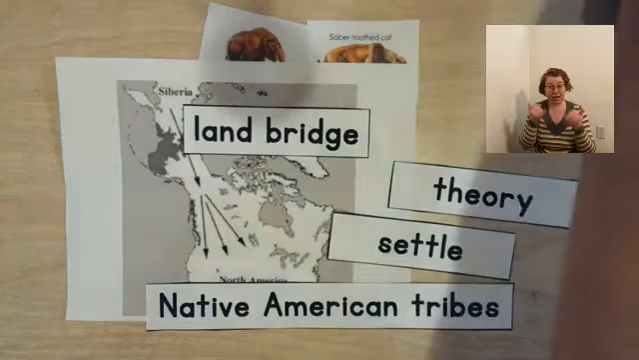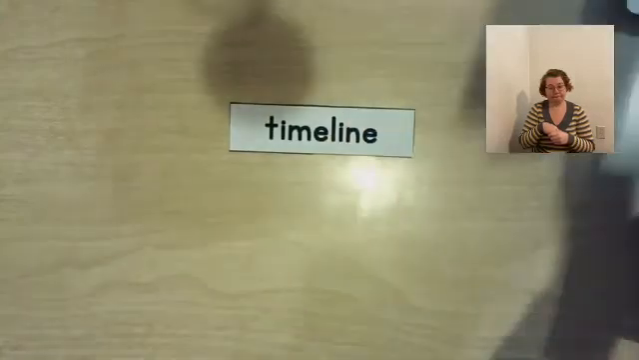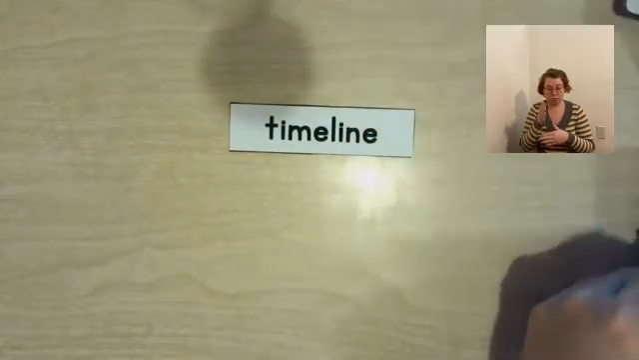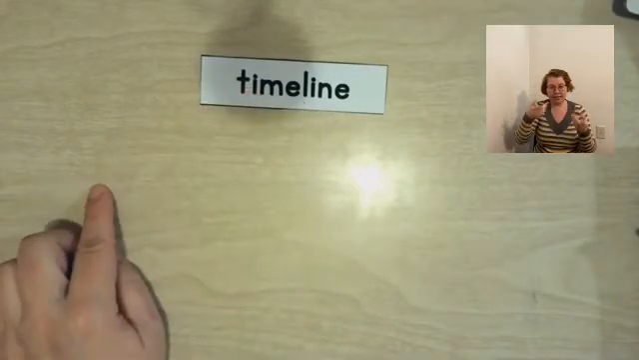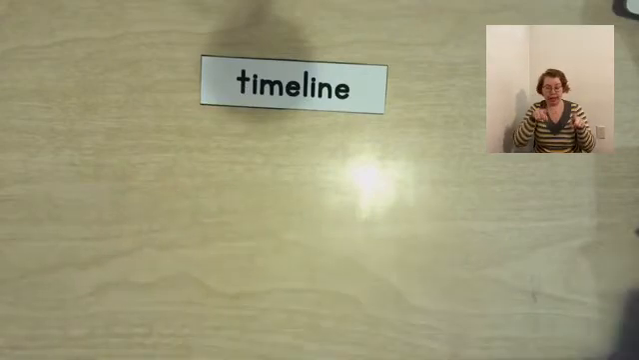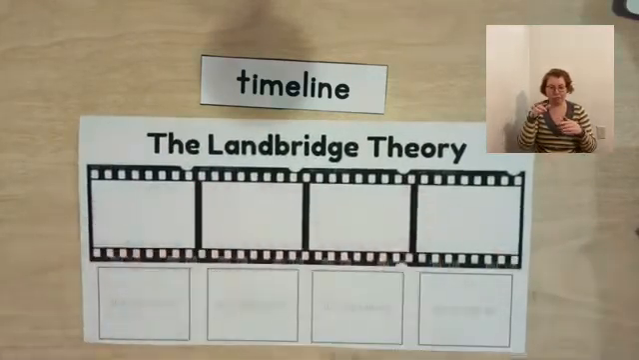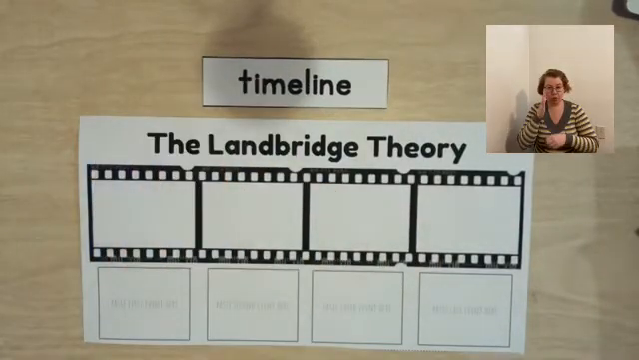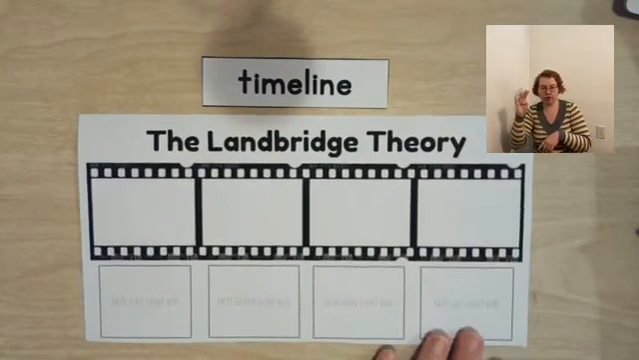Now we're going to make something called a timeline. This is an activity that we're going to do together, and it's a timeline. A timeline marks when things happened. We can plot it, we can mark when something started to happen, and then when it finished. So right now we're going to think about the land bridge theory. I'm going to make a timeline. What happened first, second, third, and fourth?